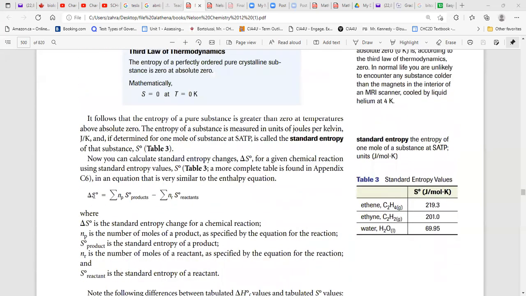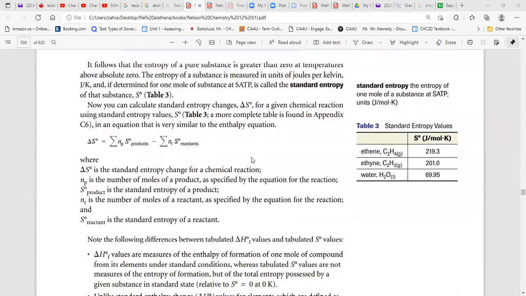Delta S is the entropy of the system. You can find it at the back of the textbook. Here is a table, but you can go to the appendix and find the entropy of each element. Standard entropy change for a chemical reaction, where n is the number of moles again.